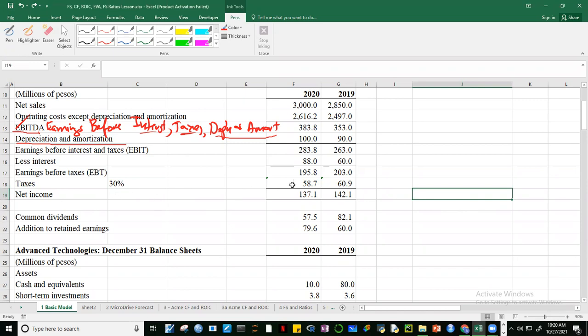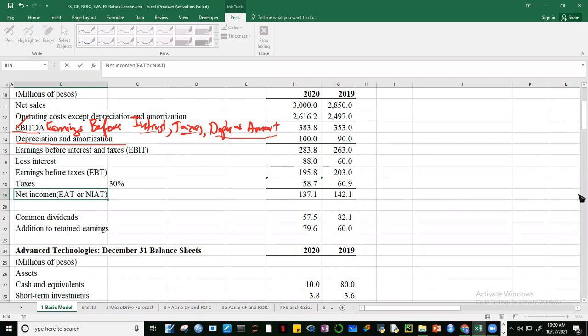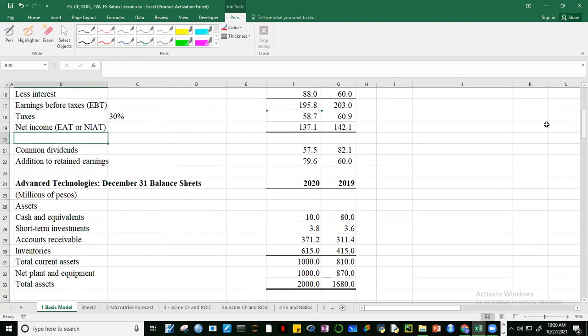After we subtract the tax, we have the net income. Net income after tax, which others call earnings after tax. Then from the net income after tax, we determine how much is distributed as dividends and how much is flowed back to operations. So this is 57.5.